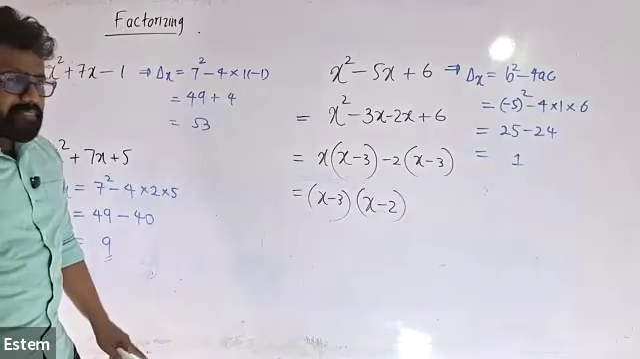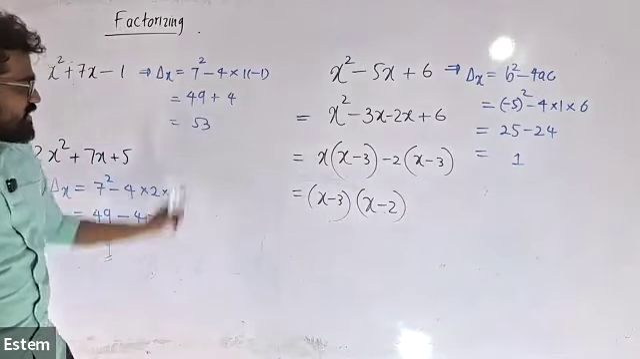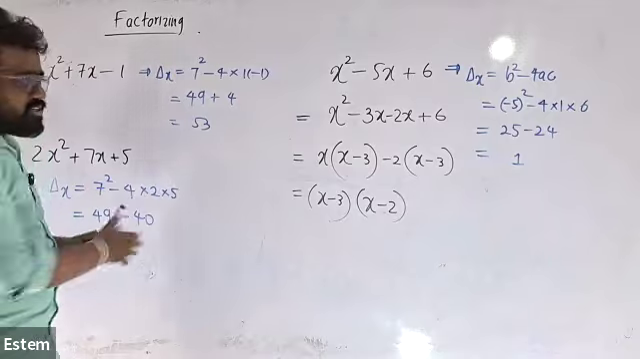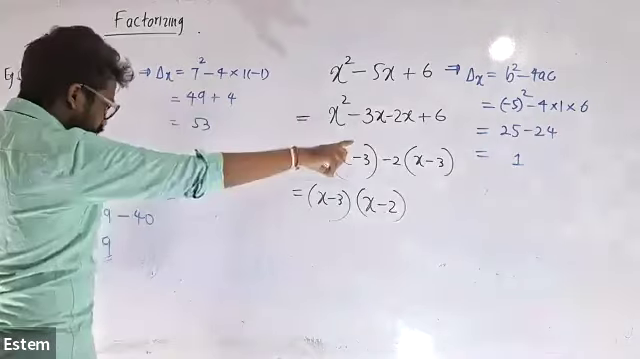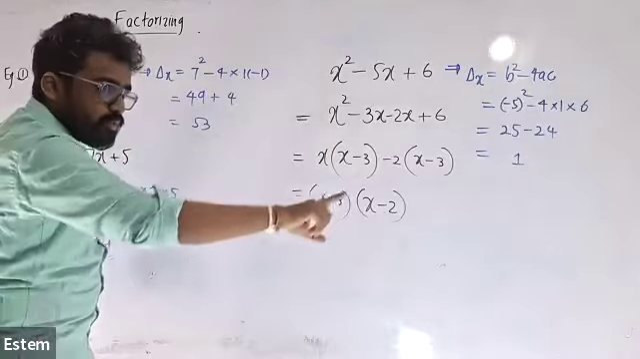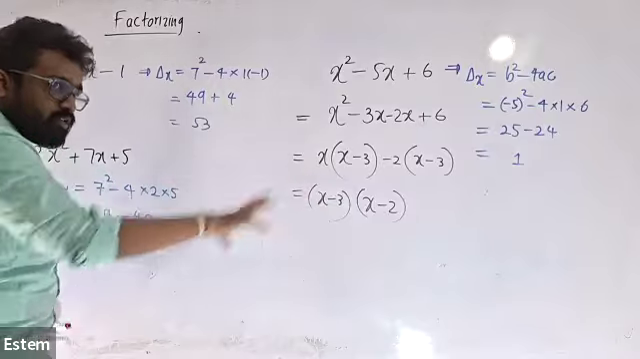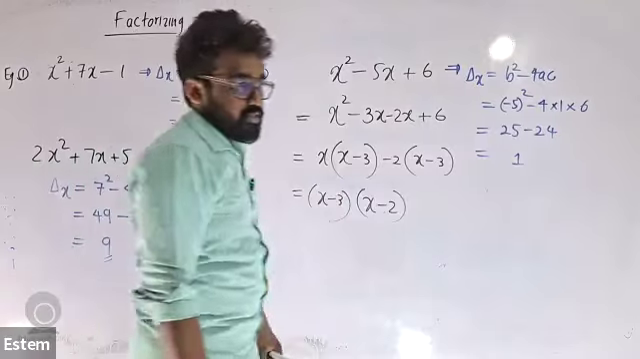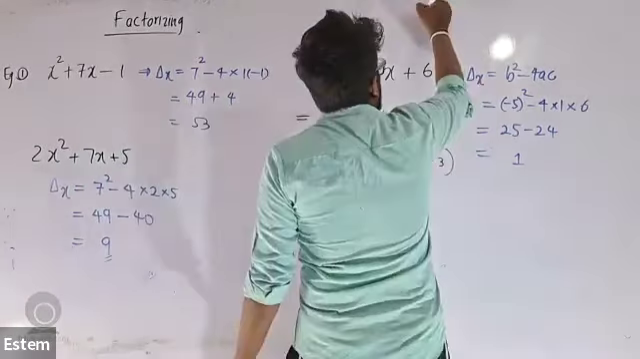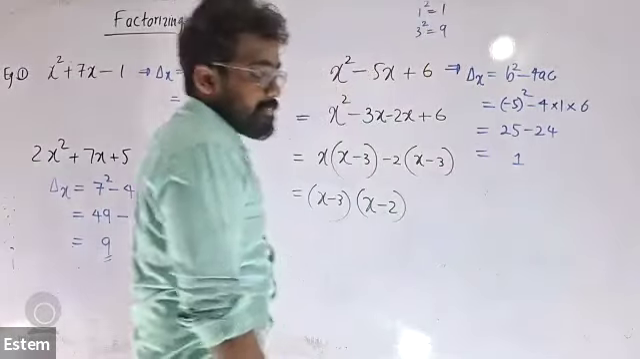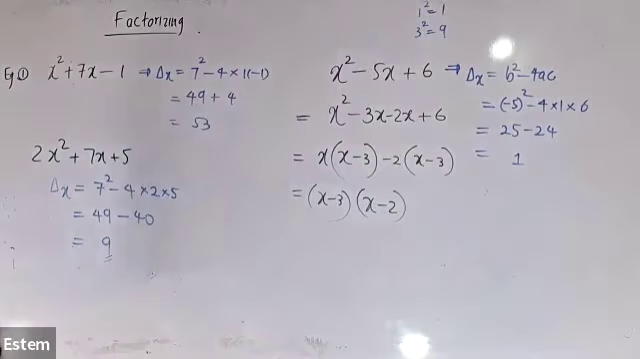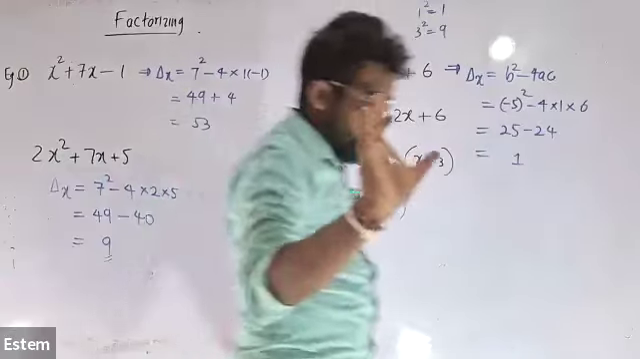What is the difference between 1, 9 and 53? 53 is in one group. 1 and 9 are in another group. Why are 1 and 9 in another group? They are complete squares. See, 1 square is 1, 3 square is 9, like that. Okay? Don't write anything.